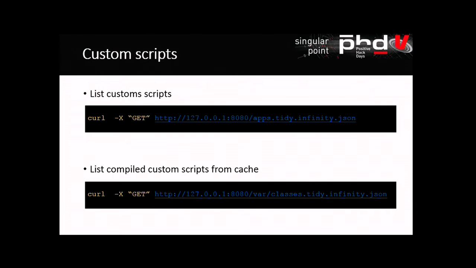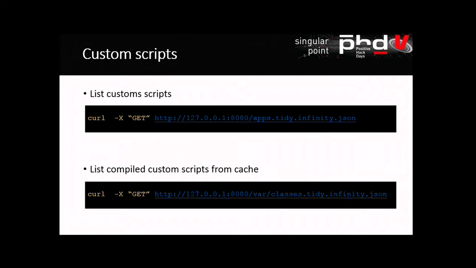How to get custom JSP scripts. Again, there's a special element which is called apps. We dump its content, and we get a list of custom scripts. As usual, access to this element is filtered by the settings.